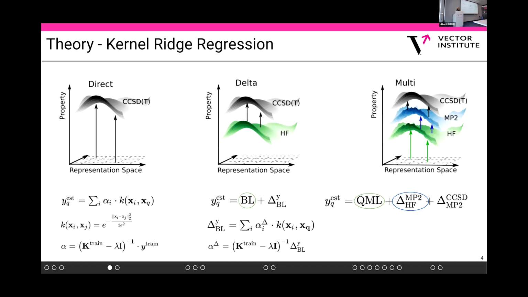And the main difference between multi-level learning and delta learning is these two arrows here. So in multi-level learning, you also predict the baseline. So in delta learning, if you want to make a prediction, you also need a Hartree-Fock calculation. In multi-level learning, you also predict your baseline.